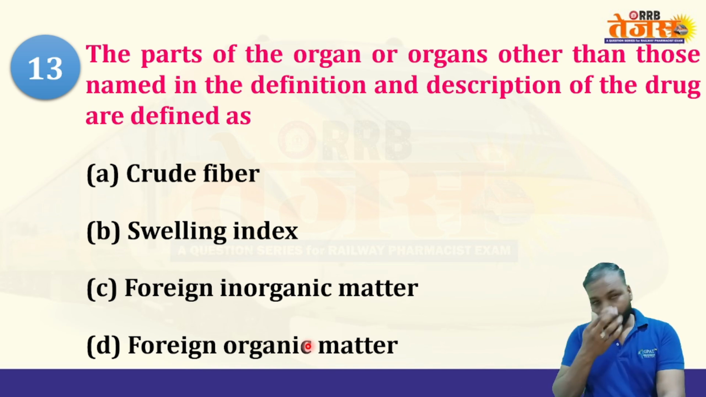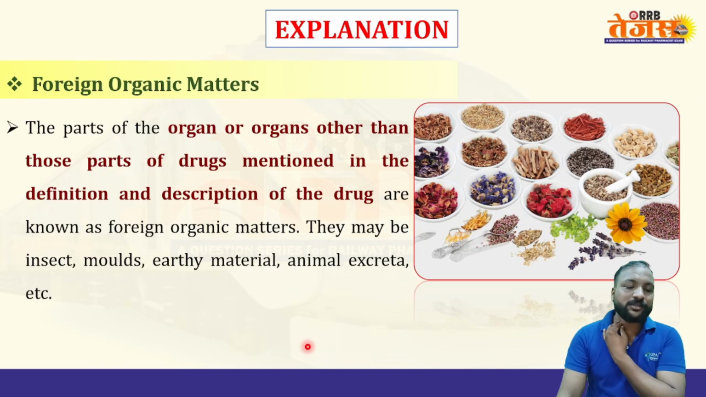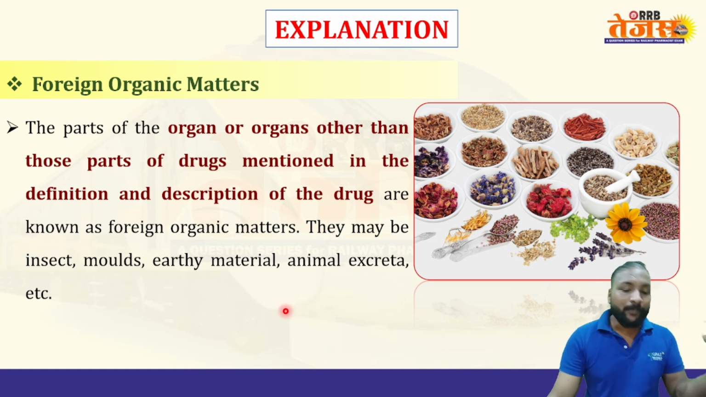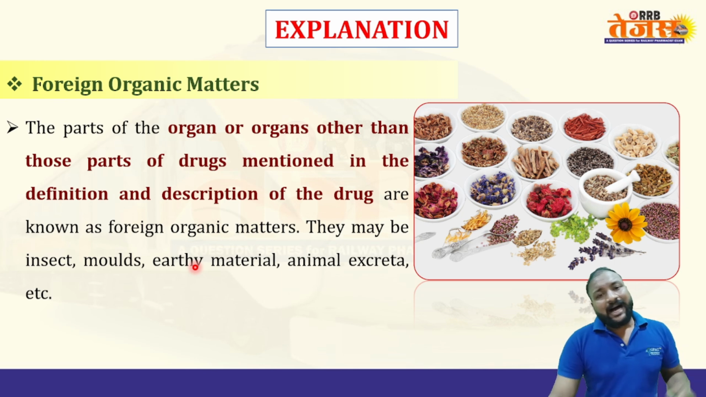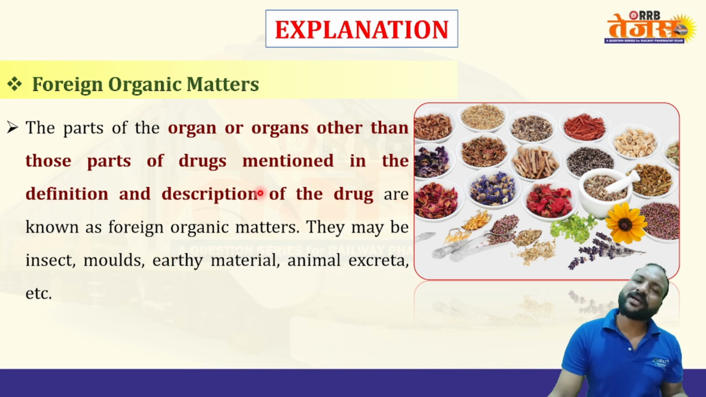Option A or option B or option C or option D? Yes, option D is the right answer here, because the parts of the organ or organs other than those parts of the drug mentioned in the definition and description of drugs are known as foreign organic matter. They may be insects or molds or earthy material or animal excreta, etc. Other than the crude drug, other than the active principle containing plant part, everything is considered as foreign organic matter. Clear?